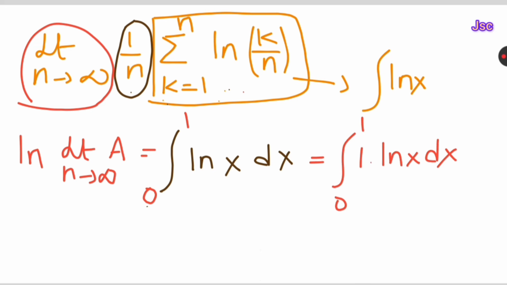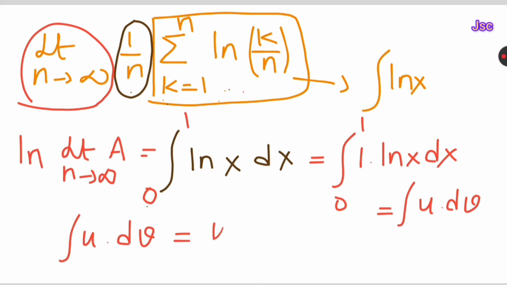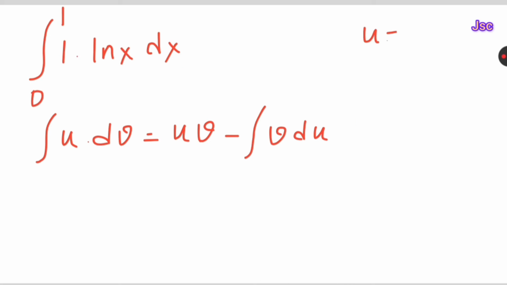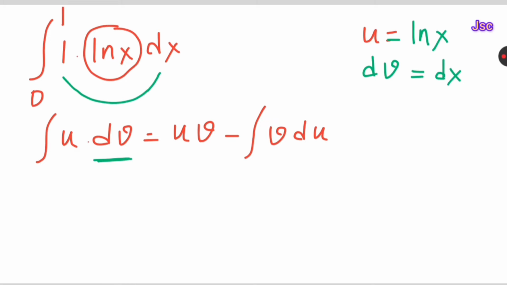Now you have to use the integration by parts rule. It is in the form of integral u times dv. The formula is uv minus integral v times du. Here u is ln x and dv is 1 times dx. If u is ln x, then du is 1 over x. If dv is 1 times dx, then v is x.